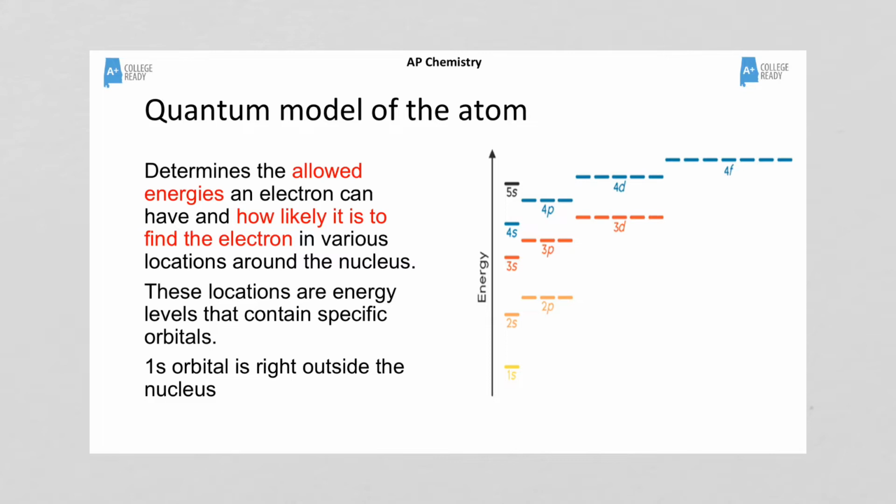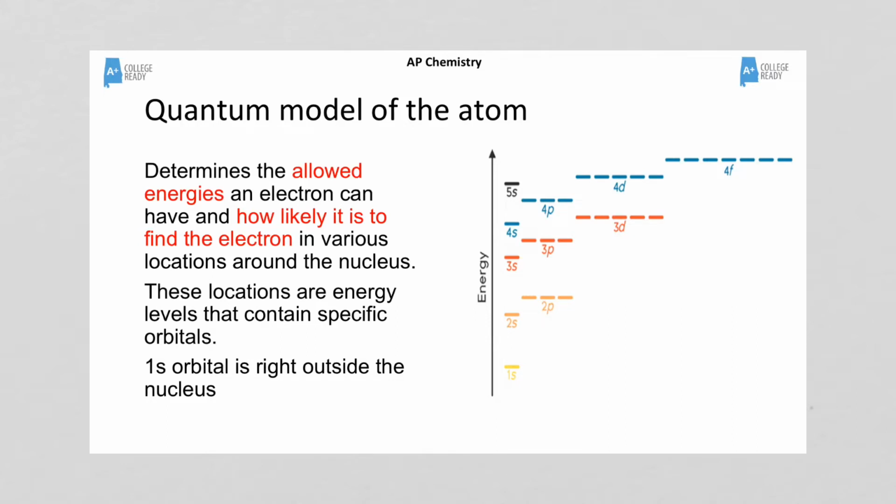The quantum model of the atom really is trying to explain where electrons are most likely located, and they can only be in certain locations around the nucleus. I've seen this compared to books on a shelf. The books can only go on the shelf, they can't go between the shelves. So think of this as electrons can only go in certain energy levels, they can't be in between the energy levels. So we call energy levels numbers.